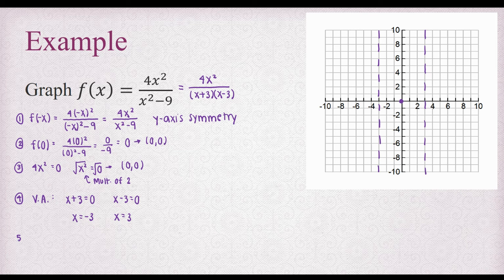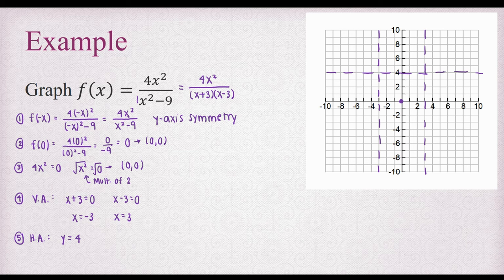Okay, I need a horizontal asymptote. That means we're looking at the degrees. In the numerator, I see x squared. In the denominator, I see x squared. So that means that I have to divide the lead coefficients. 4 divided by 1 gives me that y equals 4 is going to be my horizontal asymptote.